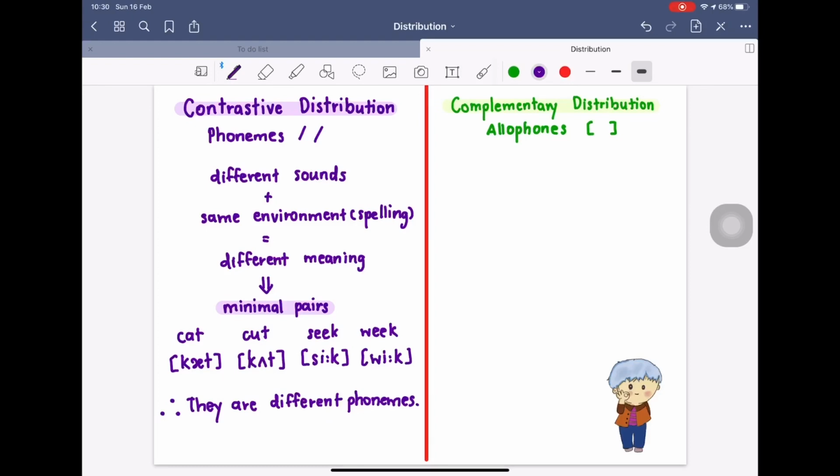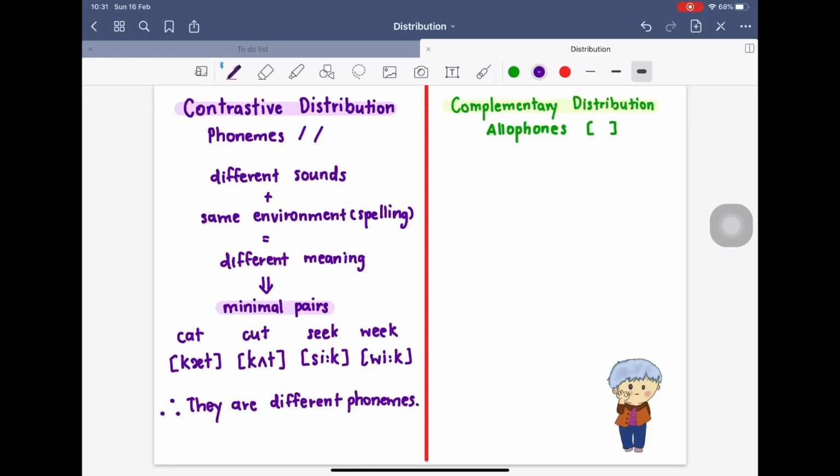For contrastive distribution, we have two different sounds. Think about two different sounds, and they appear in the same environment. The word environment here in linguistics means spelling. And then what we get is different meaning. Alright, again, we have two different sounds and they appear in the same spelling or the same environment, and what we get is a difference in meaning.